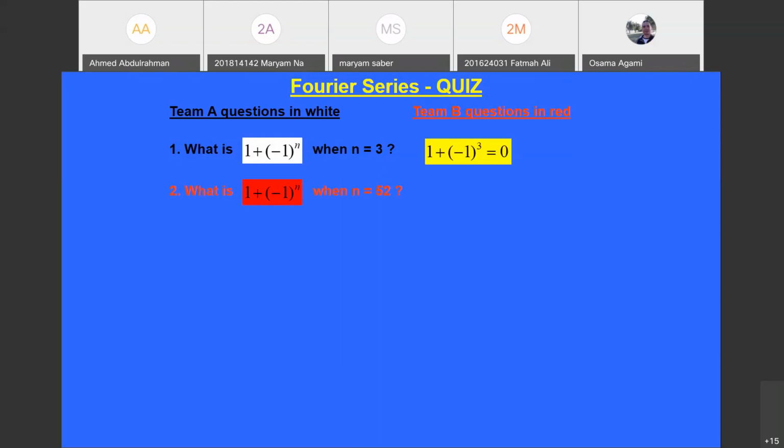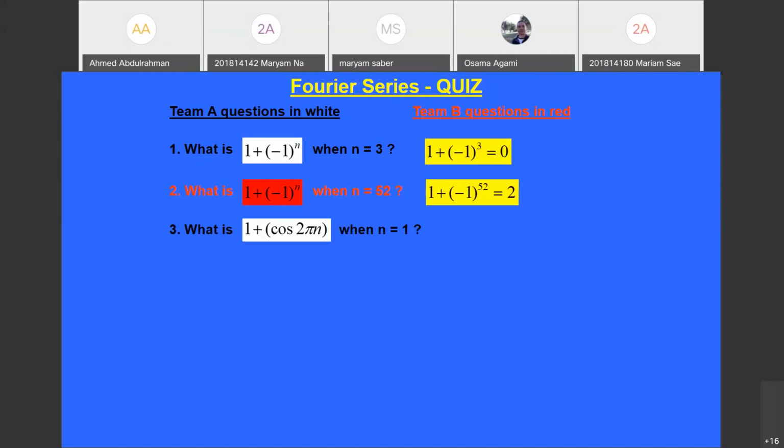For the female, what is 1 plus minus 1 to the power n when n is 52? 2. Excellent, because 52 is even, so minus 1 with the even power will be 1, and you add it to 1, so it will be 2. Excellent. Let's go for the male again.